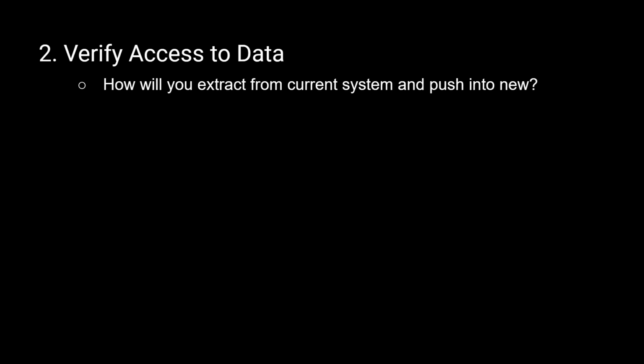Once you've made it through that initial discovery, the next thing you need to do is verify access to your data. And this will involve access from your current system to be able to pull the data out, as well as access to the new system to be able to push the data in so you can actually transfer that data. So the question is, how will you extract it from your current system and push it into the new system? There's a few different ways to do this.